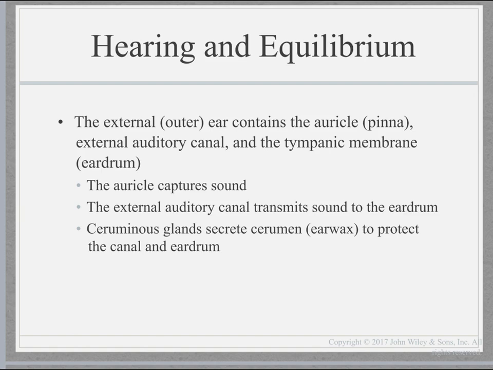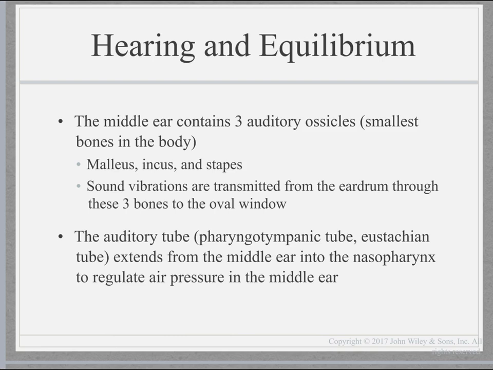The external auditory canal is going to help transmit that sound that the ear captures down to the eardrum. The ceruminous glands again secrete earwax to protect the canal and the eardrum. Moving to the middle ear, the middle portion of our ear, we have the 3 auditory ossicles. These are again the smallest bones in the body, the malleus, the incus, and the stapes. Sound vibrations are transmitted from the eardrum through these 3 bones to the oval window.